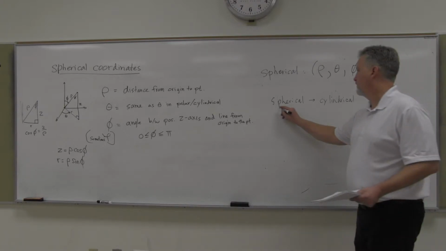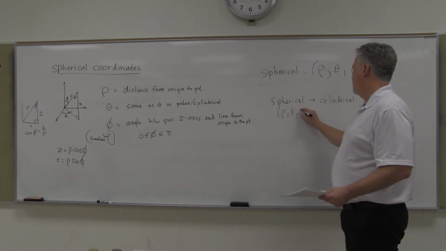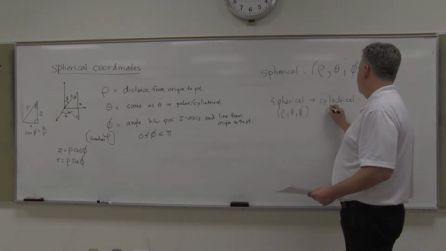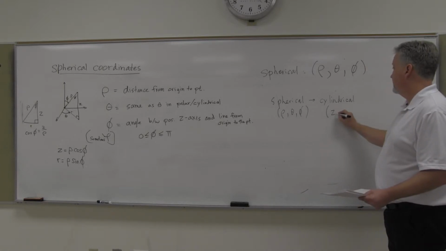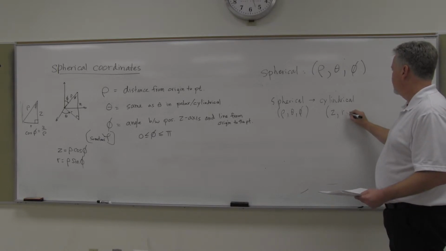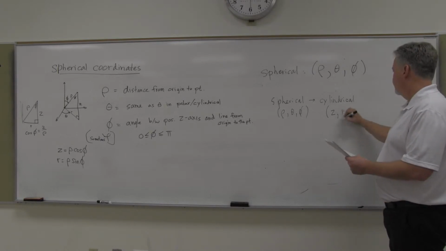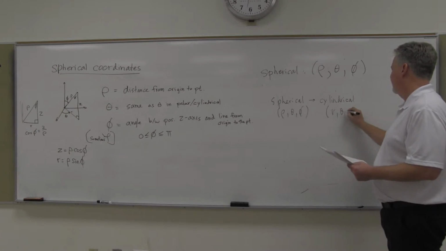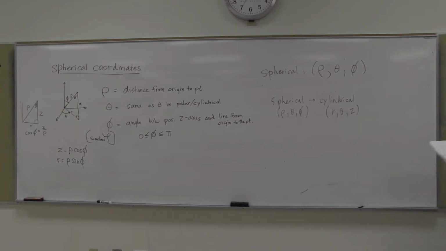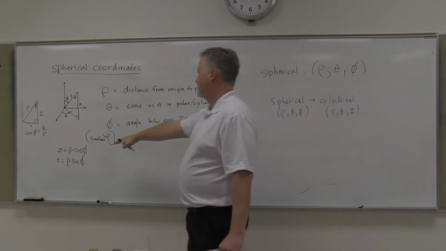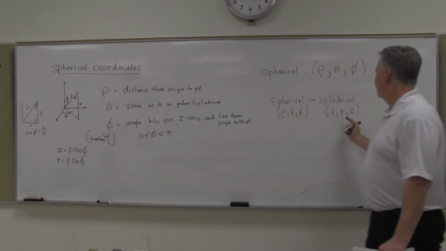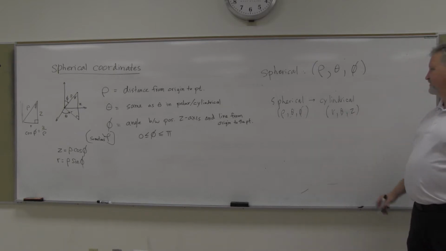All right, so rho, theta, phi, how would that set up to be? Cylindrical is Z, R, theta. R, theta, Z. Well, that's one reason I talked about what I talked about. Good thing, yeah. All right, so theta is theta, so that's no big deal.